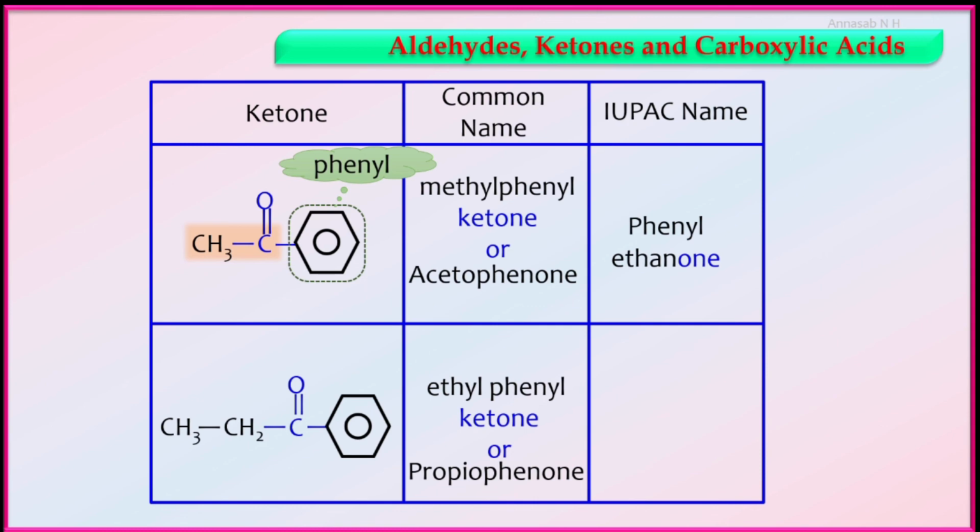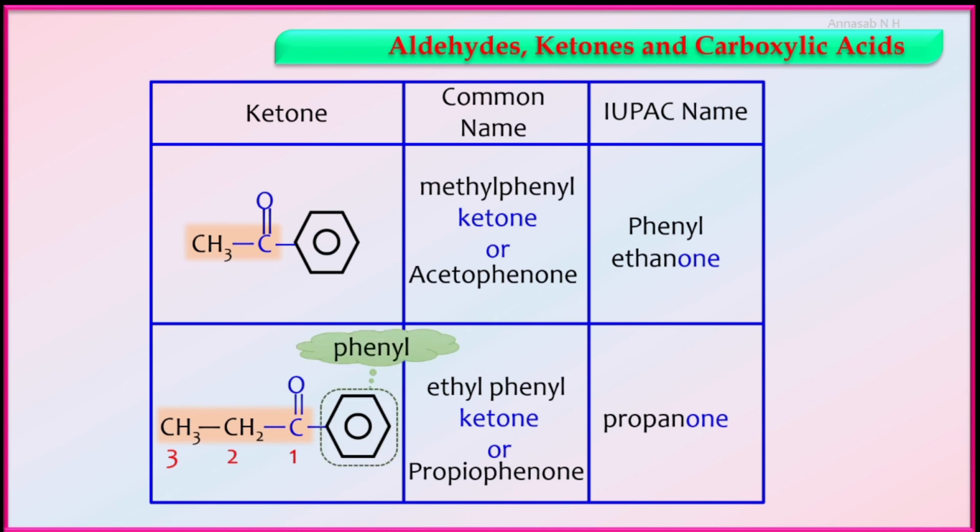Similarly, for the next compound, there are a total of 3 carbon atoms, propane, the ending E is replaced by ONE, propanone, which also contains a phenyl group. Hence the name of the compound is phenyl propanone or 1-phenyl propanone.